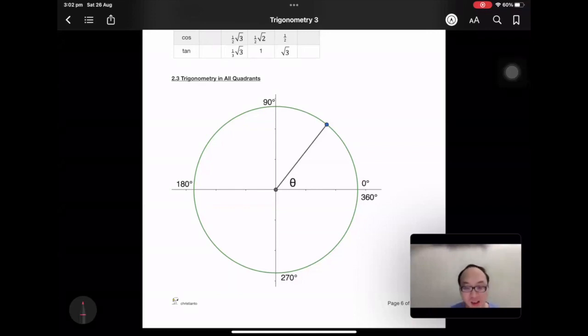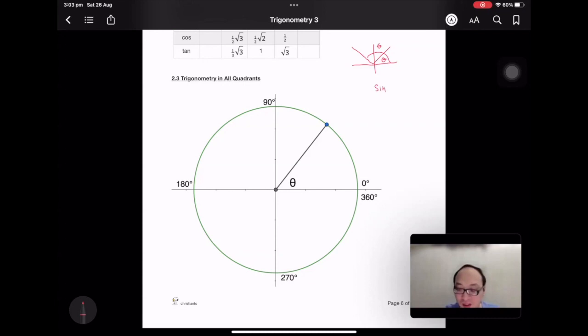Next is trigonometry in all quadrants. As we learned before, we have trigonometric ratios in the acute angle and in the obtuse angle. Now, how do we find the other values more than 180 degrees until 360 degrees? So the rule is still the same.